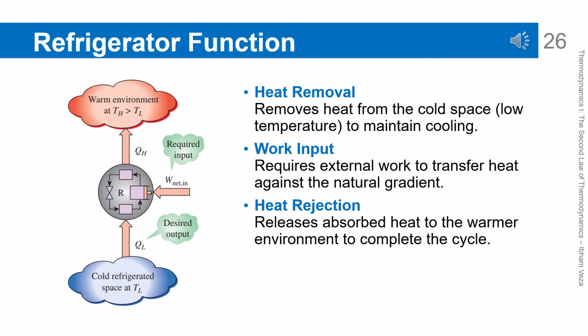This is the reverse of how a heat engine operates. Refrigerator function. The main function of a refrigerator is to move heat from a cold place to a warmer place. This process clearly goes against the natural direction of heat transfer. Therefore, external work input is required. The performance of a refrigerator is not measured by efficiency, but by the coefficient of performance. The more heat removed for the same work input, the better its performance.